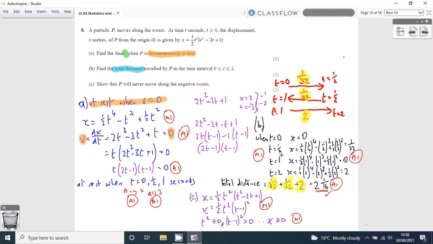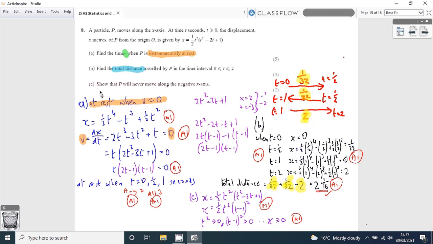Now, when t is 1, I'm back to a displacement of 0, so I've gone back to where I started. That's another distance of 1 over 32. Now, when t is 2, my displacement is 2, so I've effectively gone 2 to the right, say. So I go 1 over 32 to the right, then back 1 over 32, and then forward 2. That's a total distance of 1 over 32, add 1 over 32, add 2, which is 2 1/16.